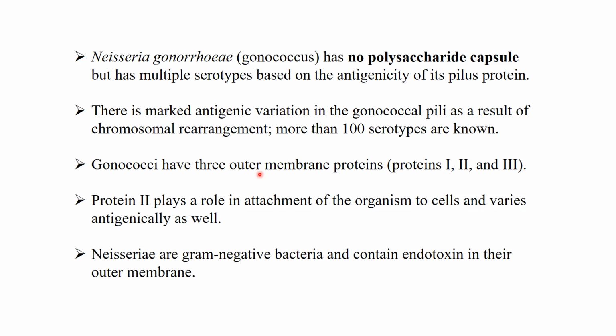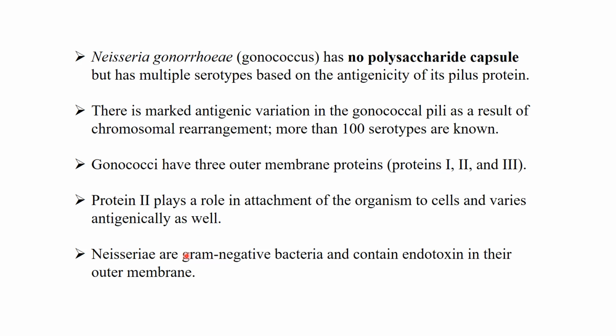Gonococci have three outer membrane proteins: protein 1, protein 2, and protein 3. Protein 2 plays a role in attachment of the organism to cells and varies antigenically as well. Protein 2's role is in attachment, and it varies antigenically because of the variety of protein 2 in different gonorrhea strains.